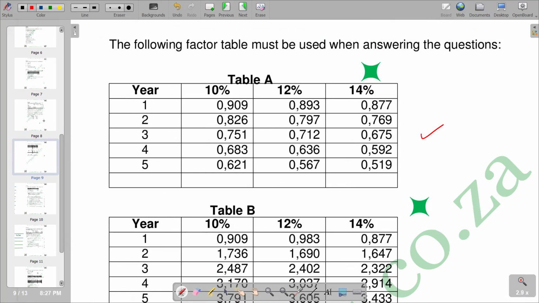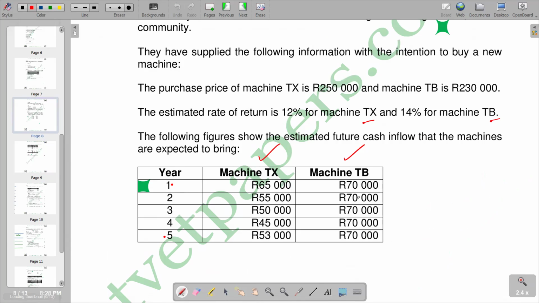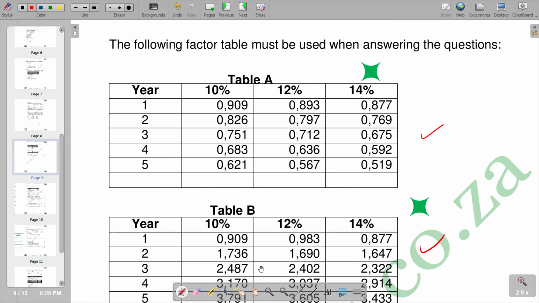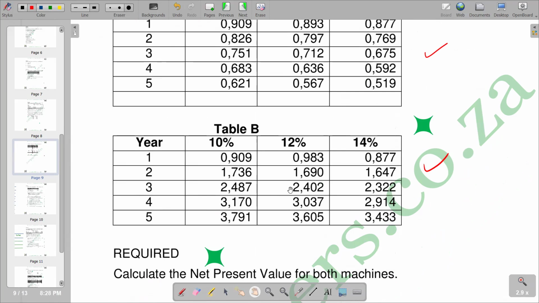Then if you look at Machine TB, we have the same cash inflows for year 1 to year 5. So it means we are going to apply table 2. As we see, table 2 has accumulated factors that are shown in each and every column depending on the rate of return. So this is what we have.